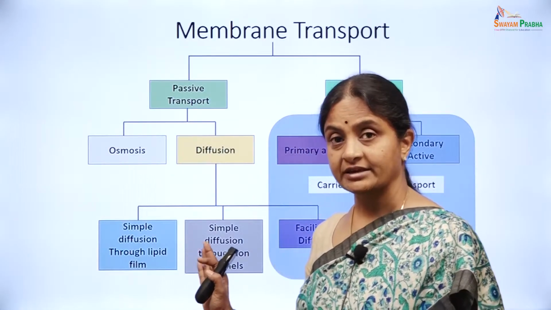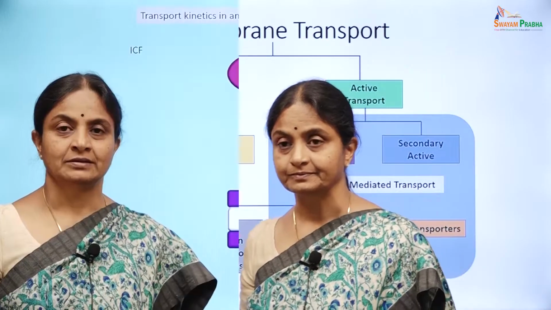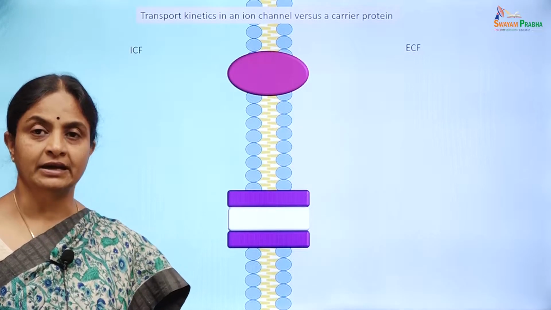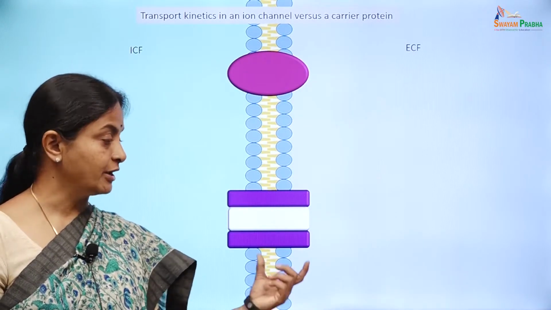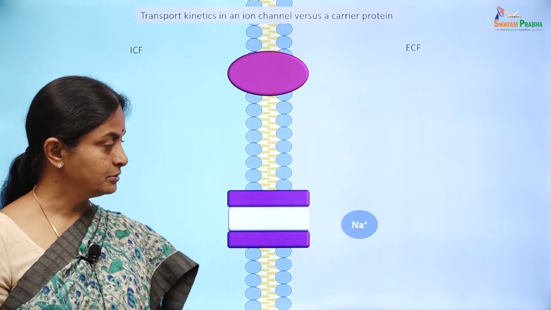Now, having considered the profile of flux across the cell membrane through ion channels, we will now see what is the difference in kinetics between simple diffusion and facilitated diffusion. Let us look at the kinetics of diffusion through an ion channel. Let's take a sodium channel now.